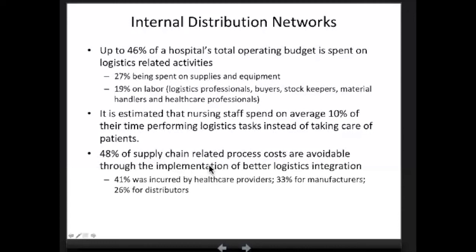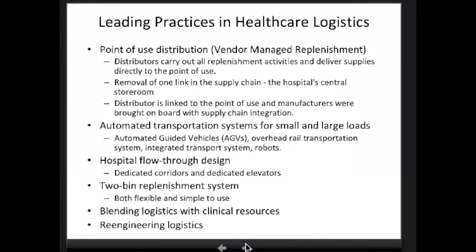And 48% of supply chain related process costs are avoidable through the implementation of better logistics integration. This integration is essentially integration of the healthcare organization with the distributor and manufacturer. When you make that integration seamless, then every organization can benefit. Essentially the benefit will be about 48%, of which 41% will be incurred by healthcare providers, 33% of that at manufacturers, and 26% of that at the distributors. So you can actually benefit at different points within the supply chain.